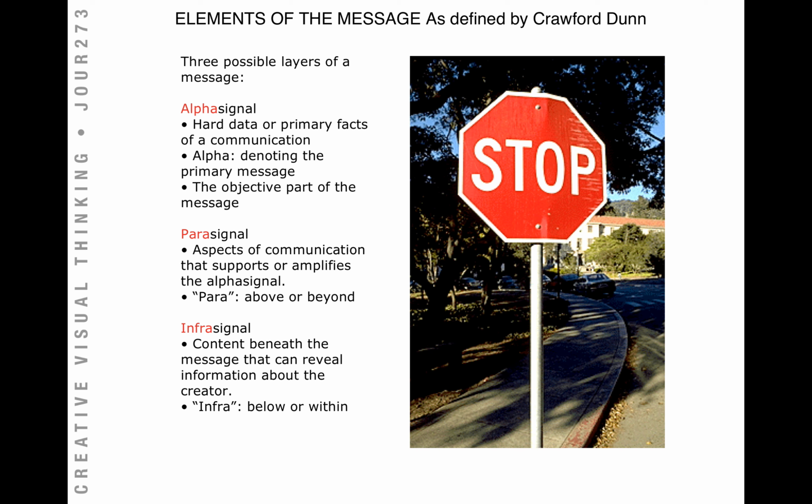So if we look at this stop sign here, think about what the alpha signal is here, what the parasignal is, and what the infrasignal is. Obviously we have the word stop, and that is the alpha signal. The parasignal would be the red color, the octagonal shape of the stop sign, the sans serif. The infrasignal might be the material it's made out of, that it's one of the cheaper metals that we have, how deep in the ground it is, and that sort of thing.